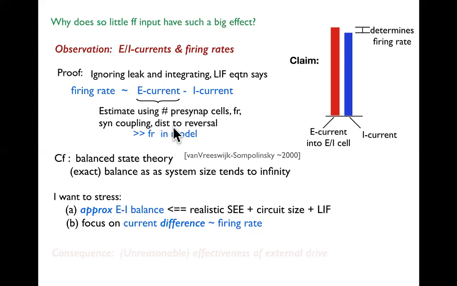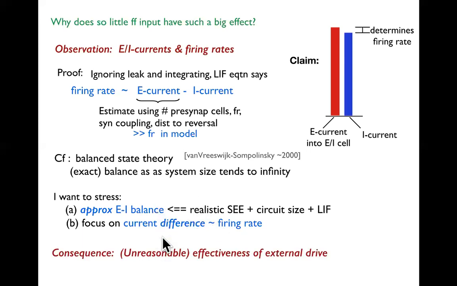This is the proof. It's really realistic coupling and reasonable circuit size. It follows directly from the integrate-and-fire equation. It's not exact, it's only approximate. But I want to emphasize also that I don't want it to be exact, because the current difference is exactly the firing rate. So I actually want to know that it's approximate, but I want to know the gap, because that gap is the firing rate.